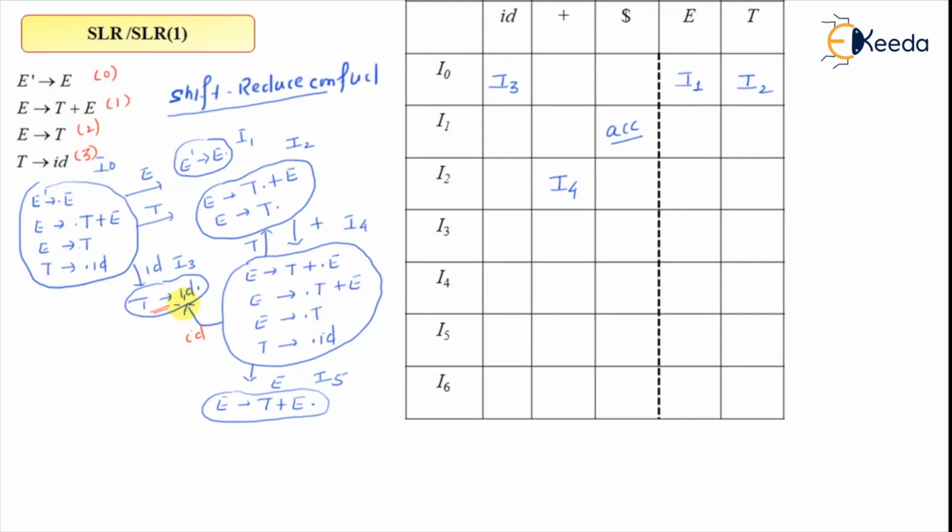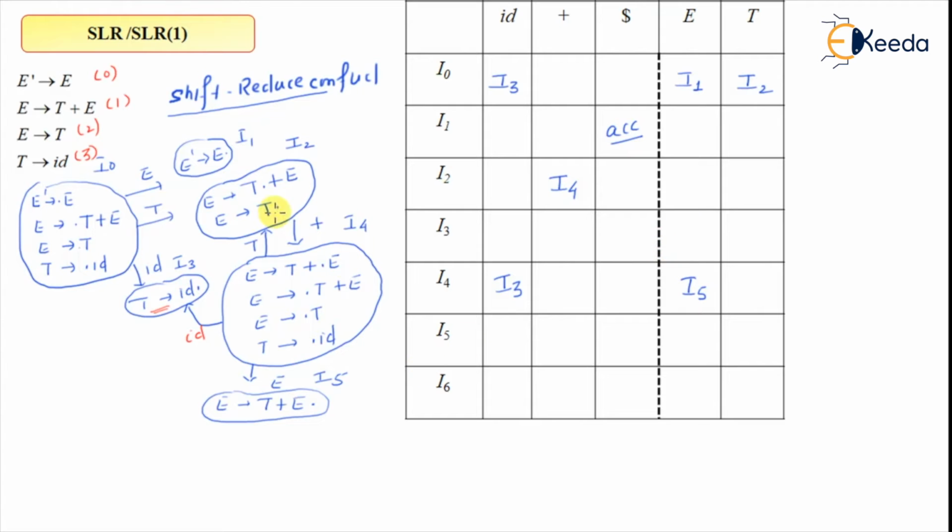I3 is a reduce entry, I'll come back to it. I4 on input E goes to the state I5, so this is your I5. And finally, I4 on input ID goes to the state I3.